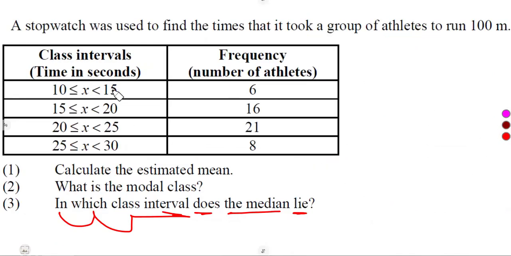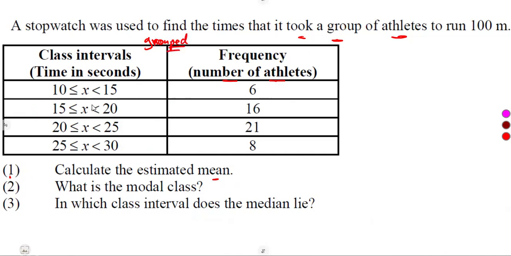Those are the typical questions, guys. Do as many questions as you can. Another question that we are given here: a stopwatch was used to find the times that it took a group of athletes to run 100 meters. Class intervals, that is the time in seconds, and also the frequency, which is the number of athletes. Number one, calculate the estimated mean. Look at the information. This is grouped data.